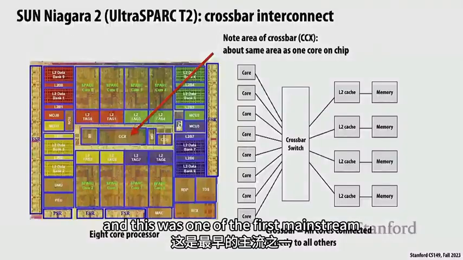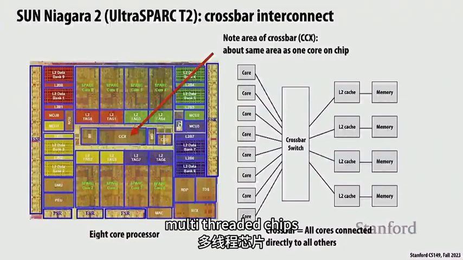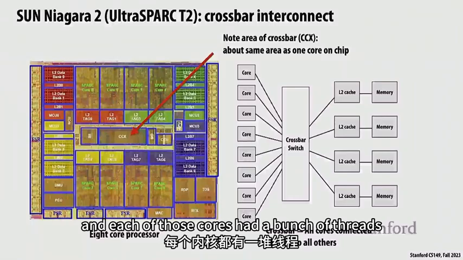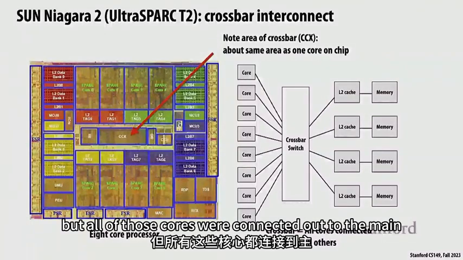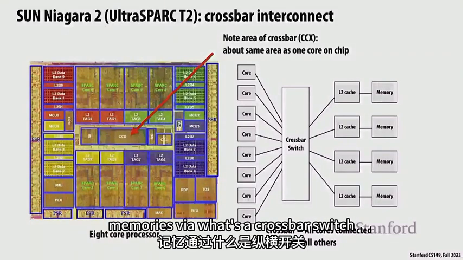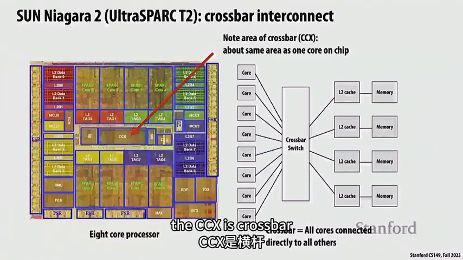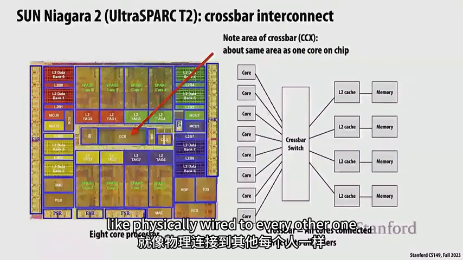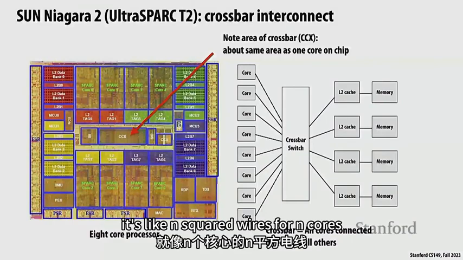And this was one of the first mainstream multi-threaded chips. So it had, in this case, 8 cores. And each of those cores had a bunch of threads. But all of those cores were connected out to the main memories via what's a crossbar switch, the CCX's crossbar. And a crossbar means that every core is actually physically wired to every other one. It's like n squared wires for n cores.